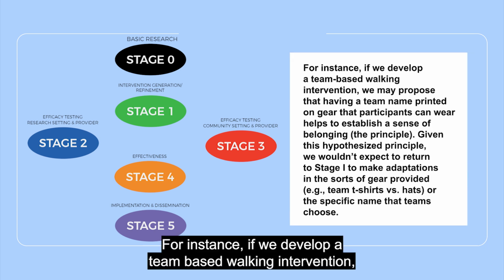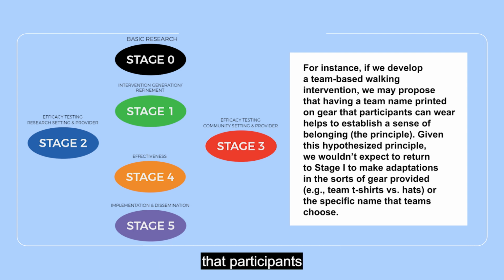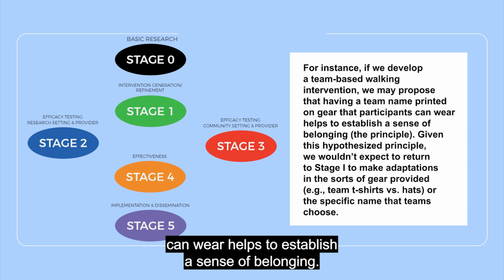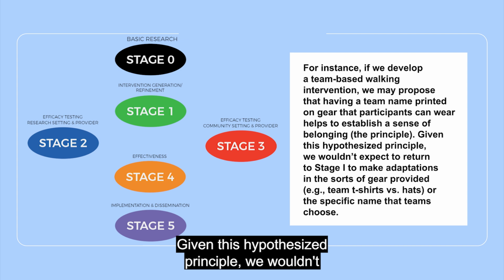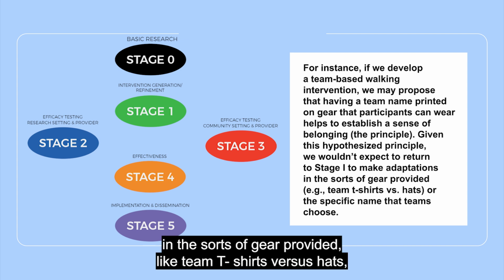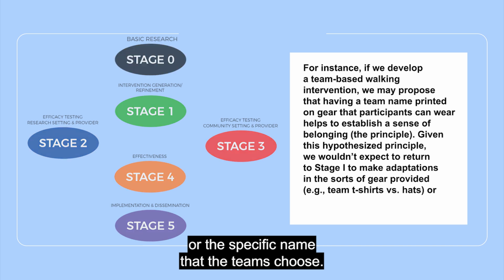For instance, if we develop a team-based walking intervention, we may propose that having a team name printed on gear that participants can wear helps to establish a sense of belonging, the principle. Given this hypothesized principle, we wouldn't expect to return to Stage 1 to make adaptations in the sorts of gear provided, like team t-shirts versus hats, or the specific name that the teams choose.